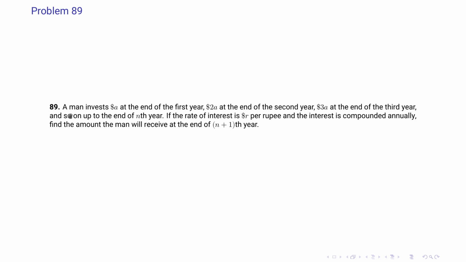Problem number 89 says that a man invests $A at the end of the first year, $2A at the end of the second year, $3A at the end of the third year, and so on up to the end of another year. If the rate of interest is $R per rupee and the interest is compounded annually, find the amount the man will receive at the end of n plus 1 year.